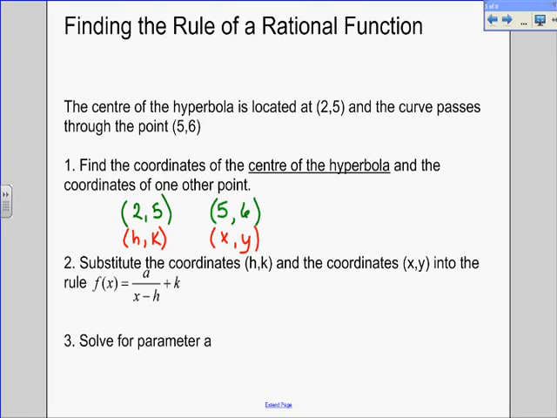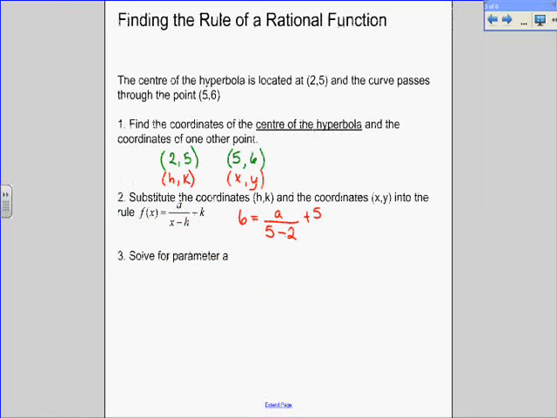So my value of y is 6. I have my value of a as an unknown. I'm going to solve for it. Over x, so 5, minus my value of h, which is 2, plus k, which is 5. So I'll solve for this here. I'll do it down below.